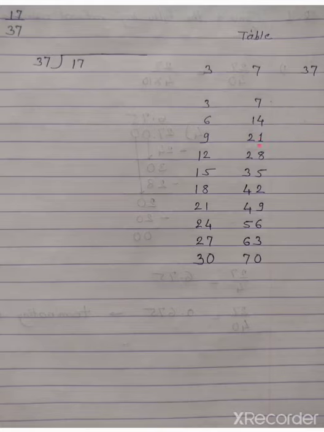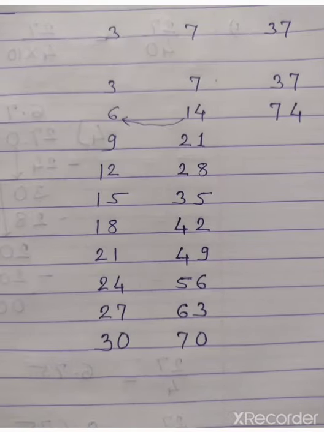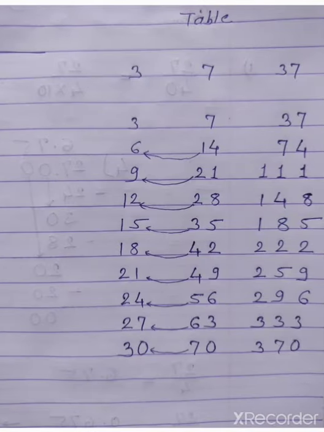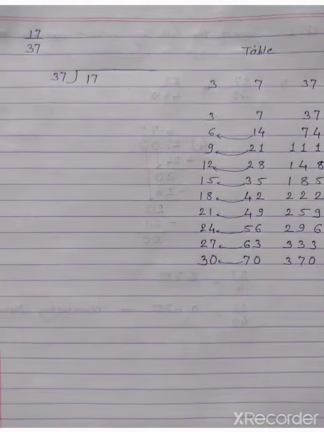Similarly, do for third step. Write down 1 at unit place. Now take this 2 to 9 as a carry. So 9 plus 2 is equal to 11. So similarly, in this pattern, we can create this table. So now use this table of 37, this table for our division process. So you can easily subtract the numbers.